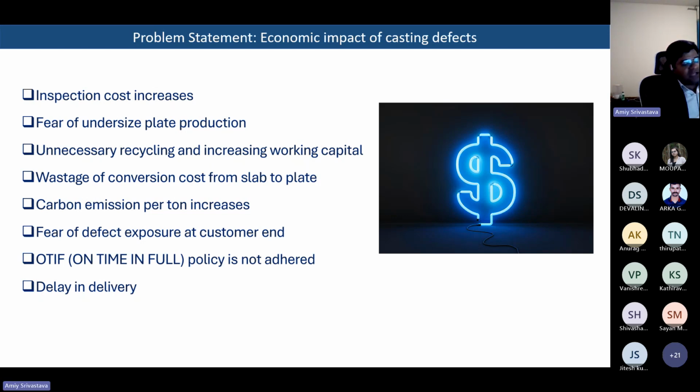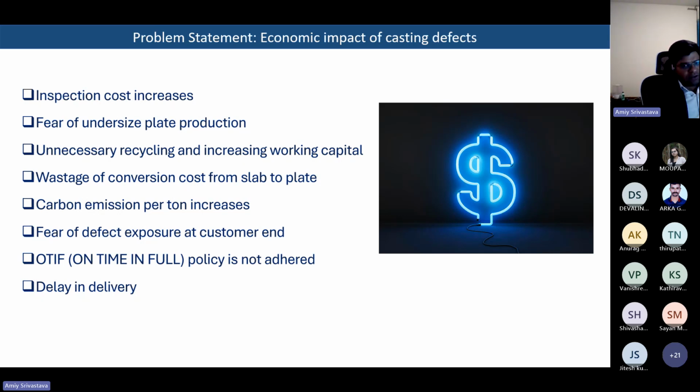Second thing is fear of undersized plate production. Suppose we get some cracks at the edges. We have to crop that edge from the sides. If it is cropped more than the certain order limit, and our order width is fixed, then that plate is basically wastage. So an undersized problem can occur there.